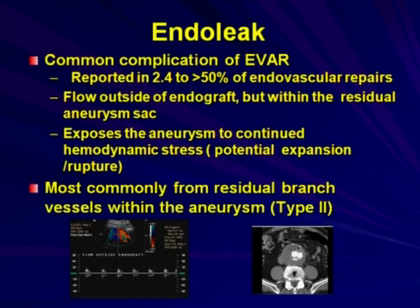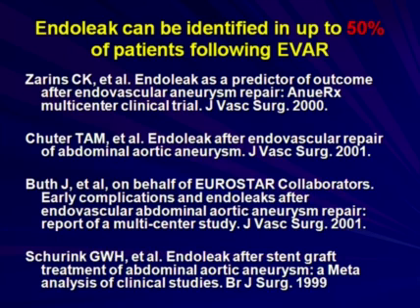Endoleak is a very common complication after EVAR. It's reported in up to 50% of endovascular repairs. In the two major FDA trials that were done in the United States, there was a 30% endoleak across all time points. This is defined as flow outside the endograft but within the residual aneurysm sac, and it exposes the aneurysm to continued hemodynamic stress that could lead to potential expansion with the risk of rupture. It's most commonly originating from residual branch vessels, type 2, like the lumbars and the IMA. All of these references document that we can find endoleak in up to 50% of patients following EVAR.